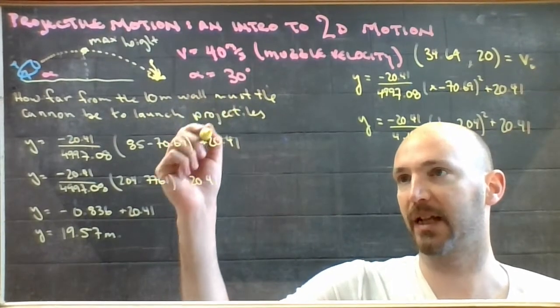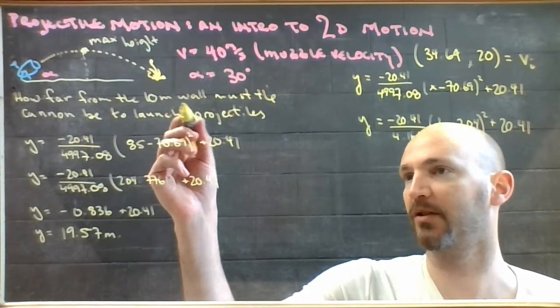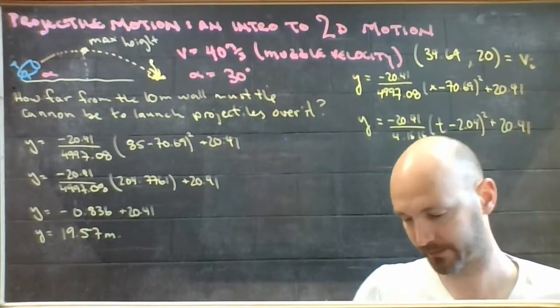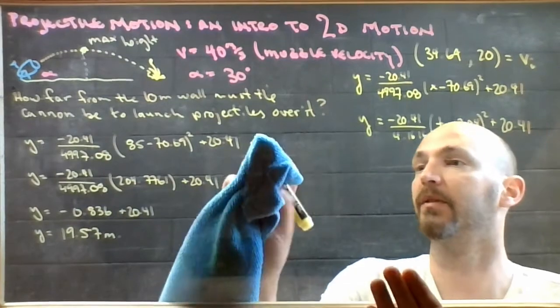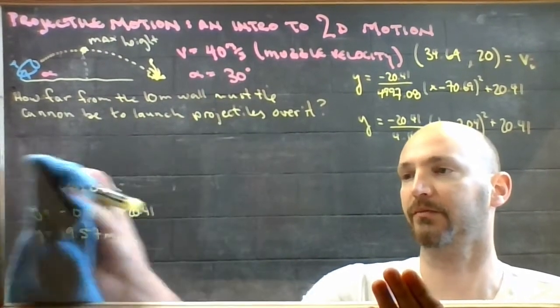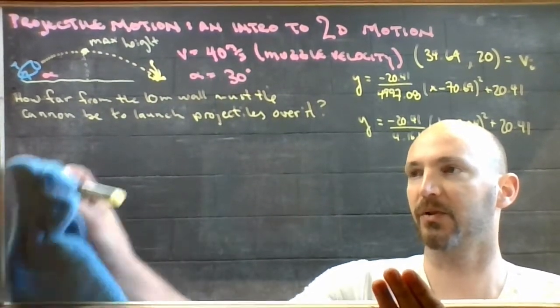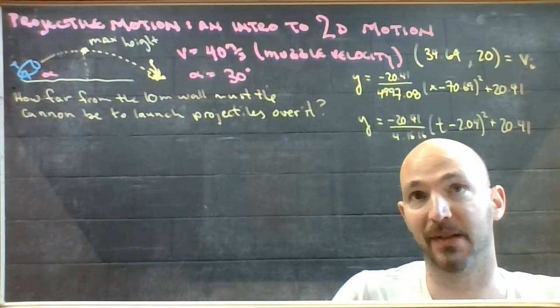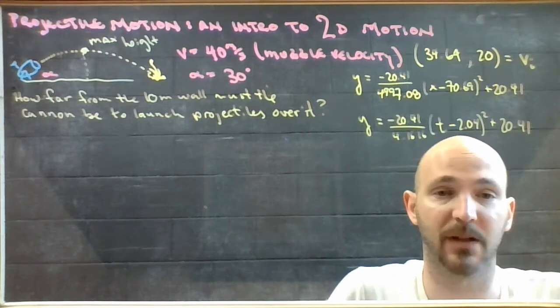How far from the 10-meter wall must the cannon be to launch projectiles over it? There we go. Question mark. So if I get rid of this here, maybe a bit premature, I'm still using this model. The only thing that's happened is instead of having a number for x, I have a number for y now.